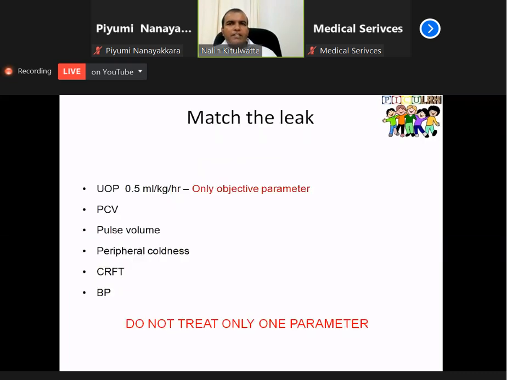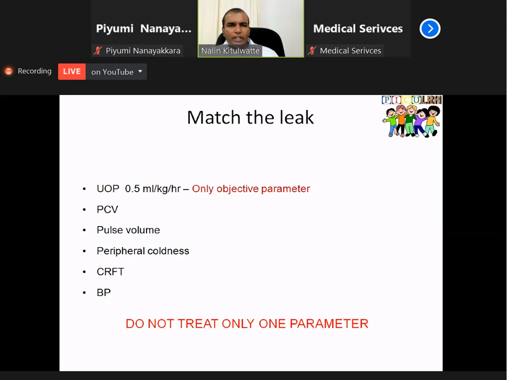Then match the leak. That's the very, very important thing. If you have a leak of about 500 ml over 1 hour, and you are giving only 500 ml over 1 hour, that means basically you are matching the leak. So you are not causing fluid overload, you are not causing fluid depletion, and you are not causing poor organ perfusion. That's the key. If you can match the leak, you can win always.